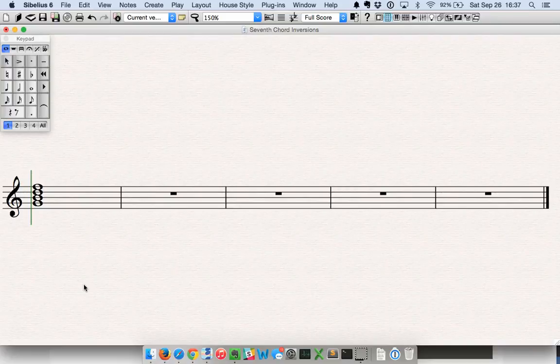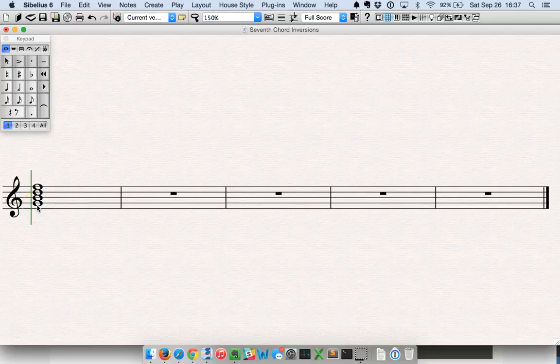At this point, you're probably already pretty familiar with triads and their inversions. So let's take a look at seventh chords and their inversions. We're going to start with this major minor seventh chord, and we're going to look at it in its four possible inversion types. Right here is the seventh chord in root position.